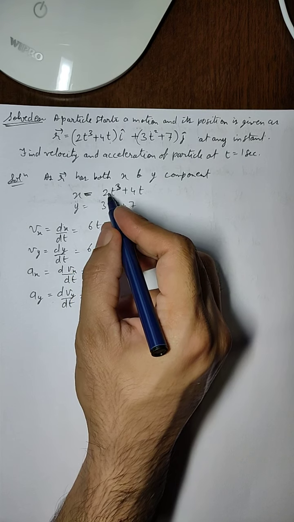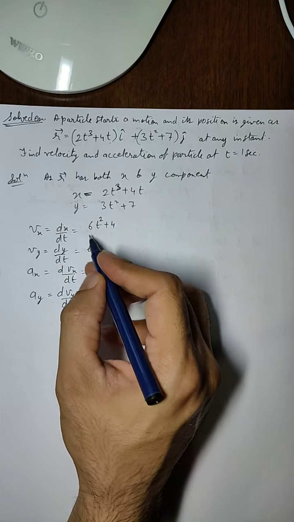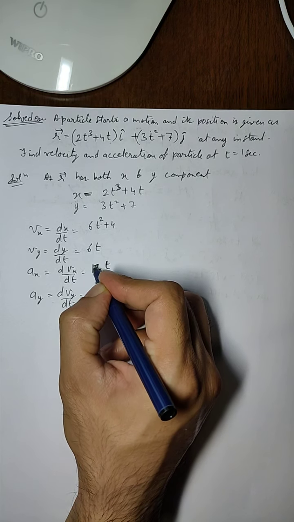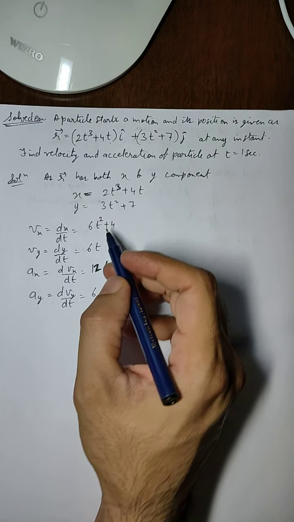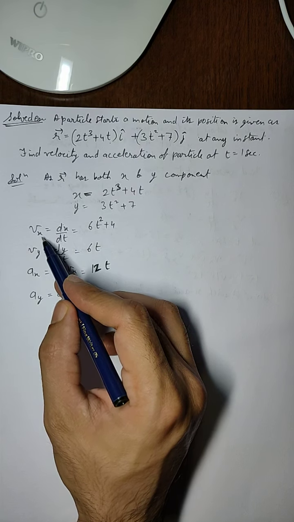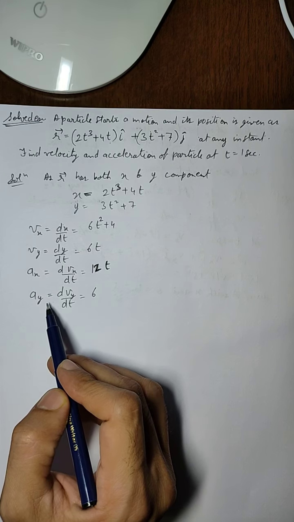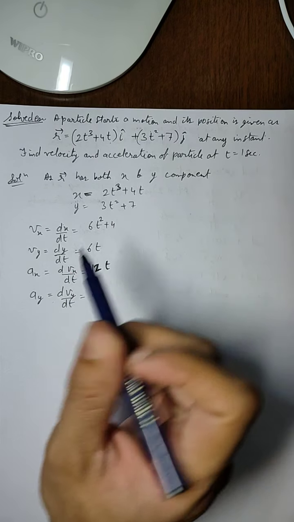Vx is 6t^2 + 4, so acceleration ax will be equal to 12t. This will be the correction. So these are the velocity along x-axis, velocity along y-axis, acceleration along x-axis, and acceleration along y-axis. Now we have to find the values at t equals 1 second.